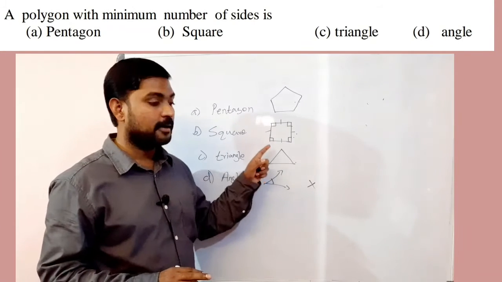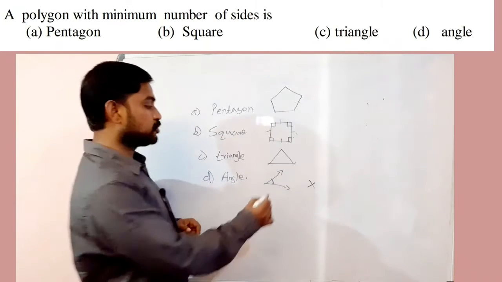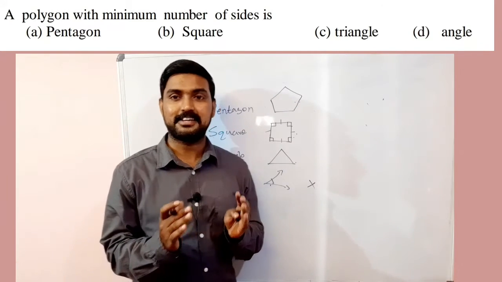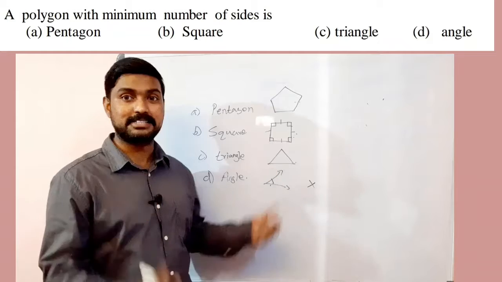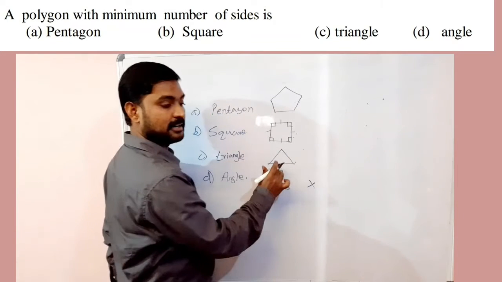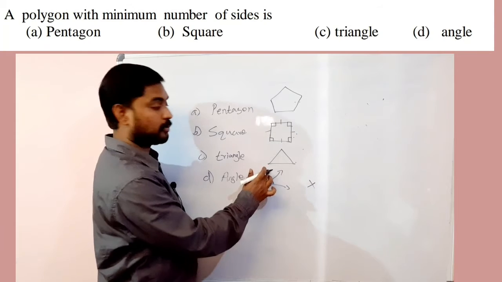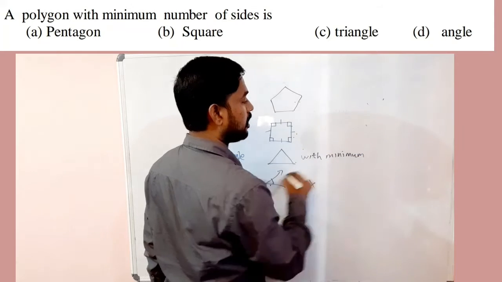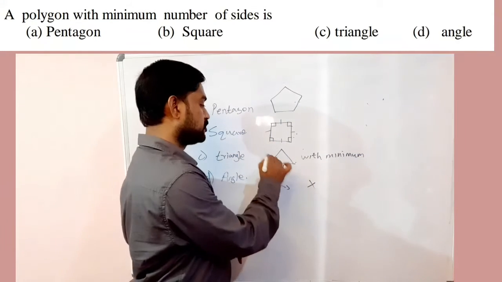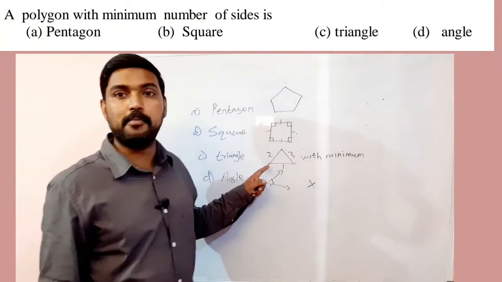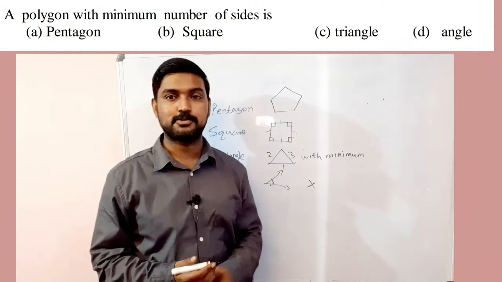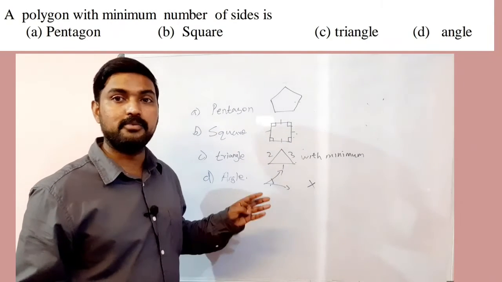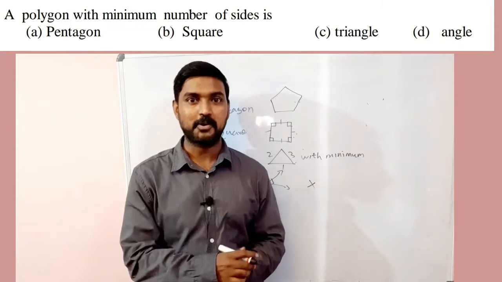We are discussing the polygon with the minimum number of sides. With 2 sides we cannot construct a polygon. So at least 3 sides are required. This is the least, or minimum, number of sides. So how many sides are required? 1, 2, 3 sides are required. What is the name of this? Triangle, which is already familiar to us. So the answer to this question is option C, triangle, the polygon with the minimum number of sides. Understood? Okay.